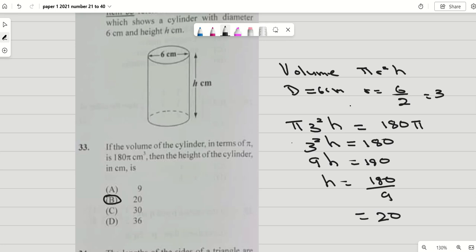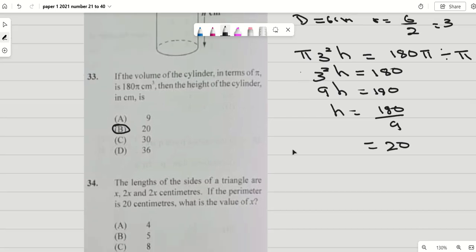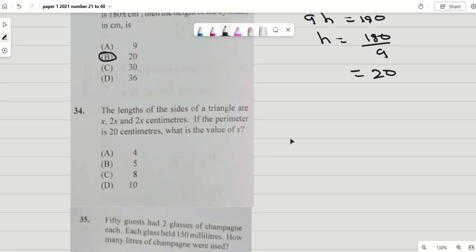Again, let me just say both of them had pi on both sides, so I just took out the pi. Or you could just say divide by pi on both sides. So you get 3 squared h is equal to 180. 3 squared is 9. I made h the subject of the formula, and that would be your answer. Right? Let's go to 34.